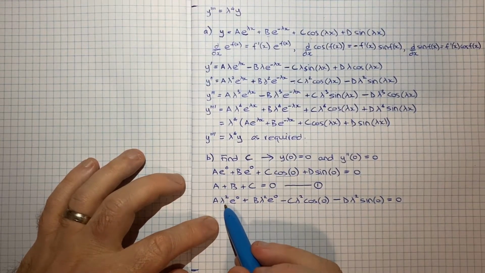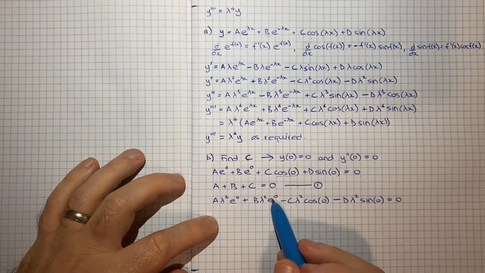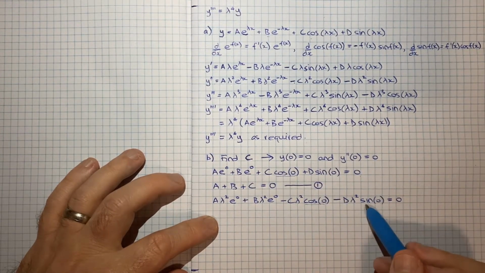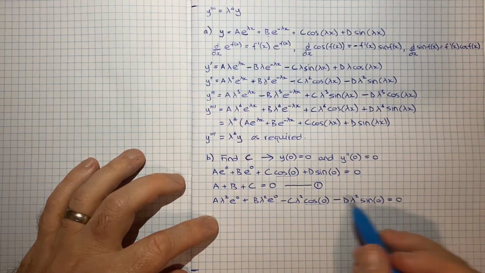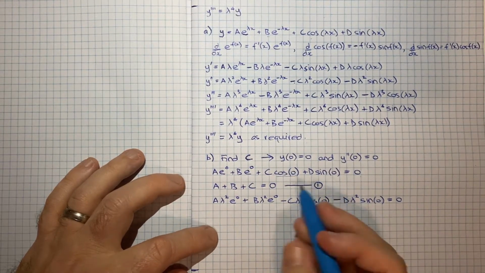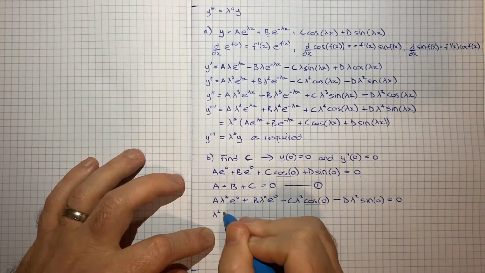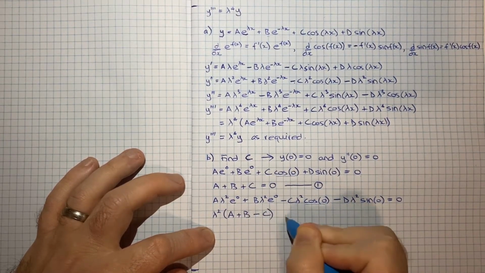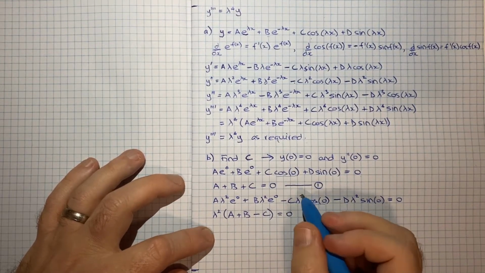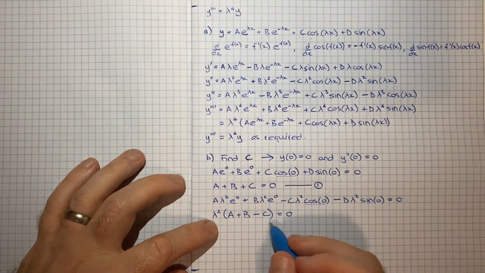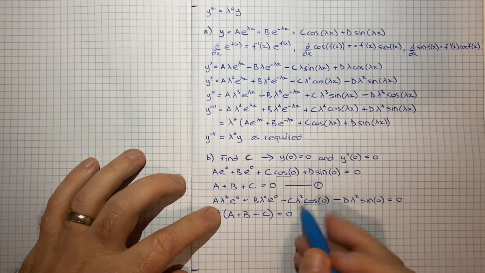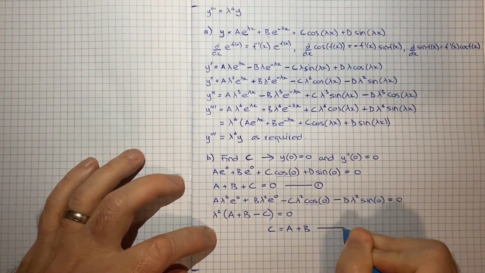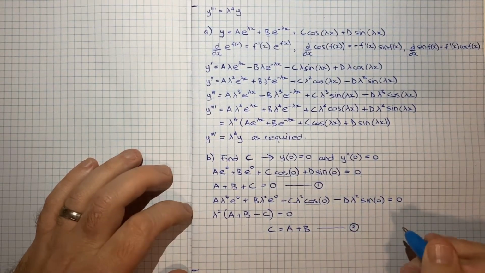Now, the e to the naughts, like before, will just become 1. The cos naught will become 1. The sine naught will drop away. And we've got a lambda squared everywhere. So what I can do is I'll say lambda squared times a plus b minus c is equal to naught. The lambda squared will drop away. So if I move the c over, we'll end up with c is equal to a plus b.